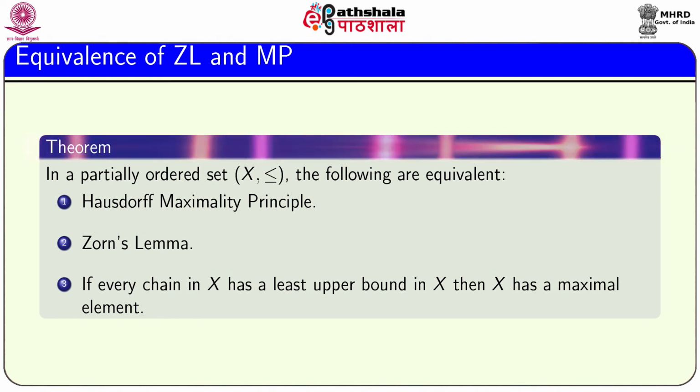We shall now establish that the two principles which we had pointed out here, the Hausdorff maximality principle and Zorn's lemma, are equivalent. If we state the theorem formally, then in a partially ordered set X, the following statements are equivalent. Number 1, the Hausdorff maximality principle. Number 2 is Zorn's lemma, and number 3 is that if every chain in X has a least upper bound in X, then X has a maximal element.